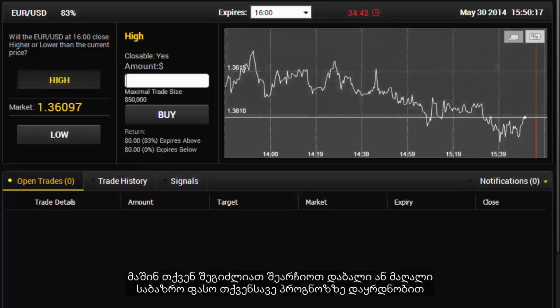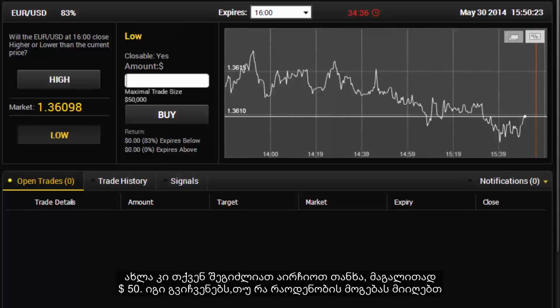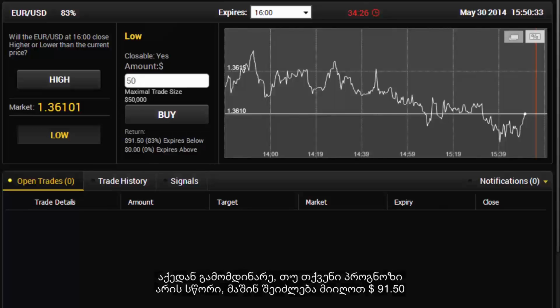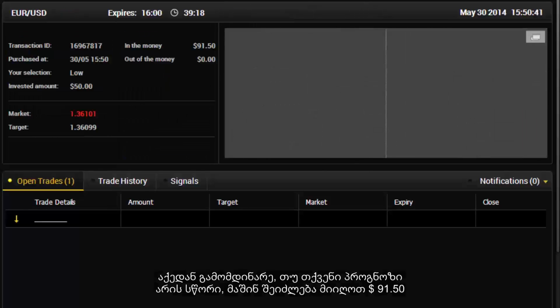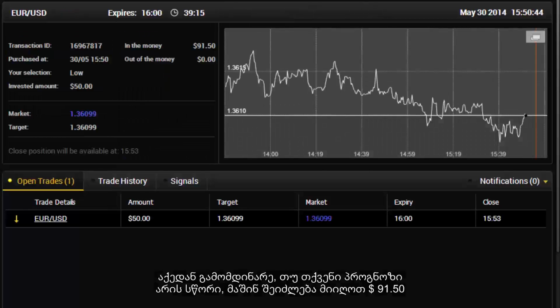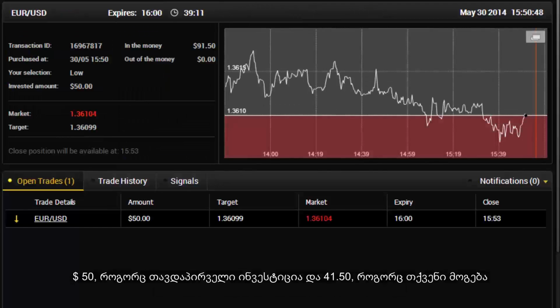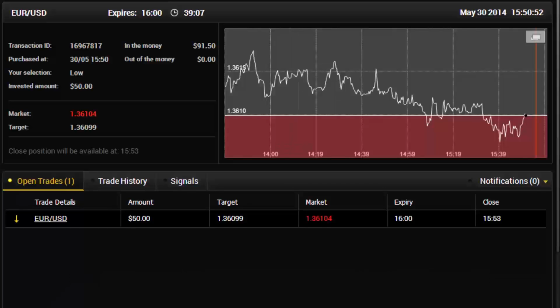Then you can select high or low based on your prediction. Now you can choose the amount, for example $50, and it will tell you how much profit you will make. Here it shows 83%. If your prediction is right, then you can derive $91.50 from this contract, 50 as the initial investment or premium, and $41.50 as your profit.